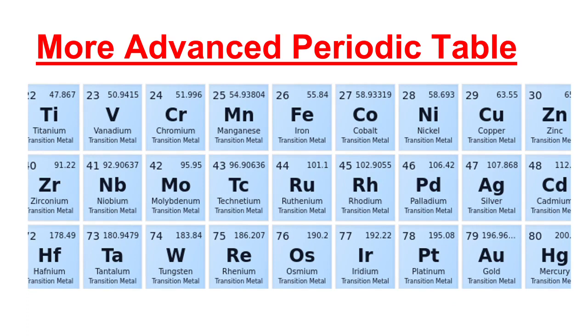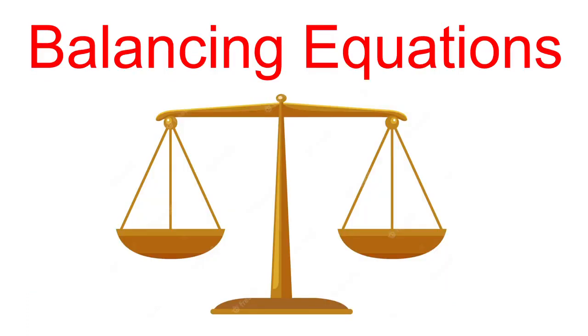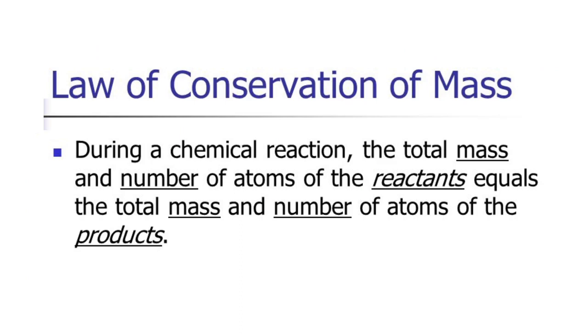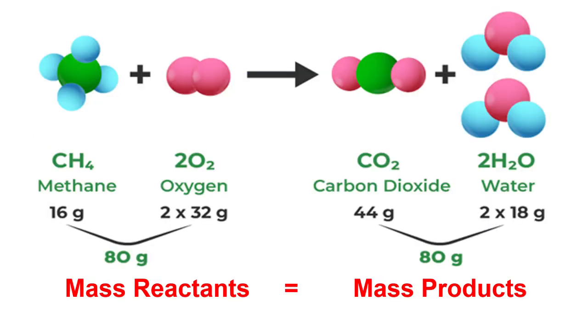Here's a more realistic periodic table. Next on is balancing equations, okay? And it's all about the law of conservation of mass, okay? In a chemical reaction, atoms are not created or destroyed, they are just rearranged. So the mass of the reactants equals the mass of the products. Here you can see 80 grams of reactants, 80 grams of products.